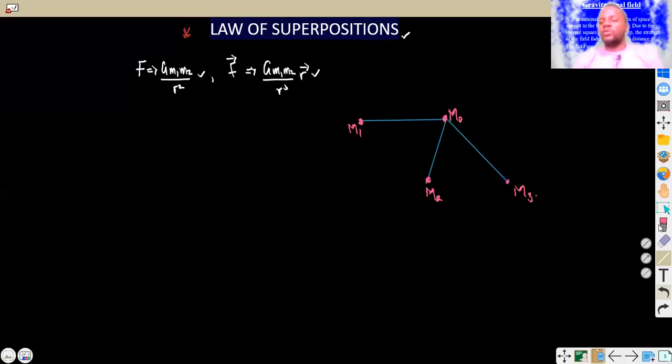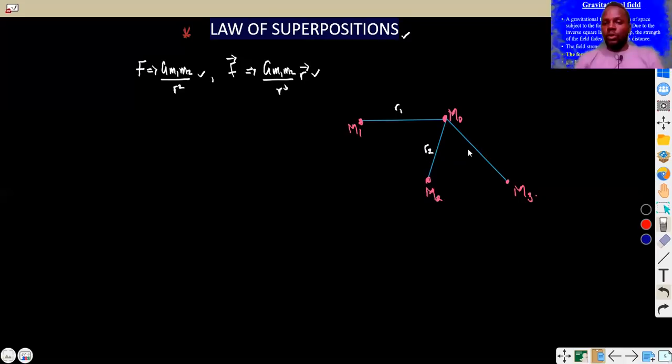So I can now put those points I've talked about for us to understand the law of superposition of force. It's just a simple illustration. From here to here, we are taking the distance of separation as R1. From there to here, R2. And from here to here, we take it as R3.